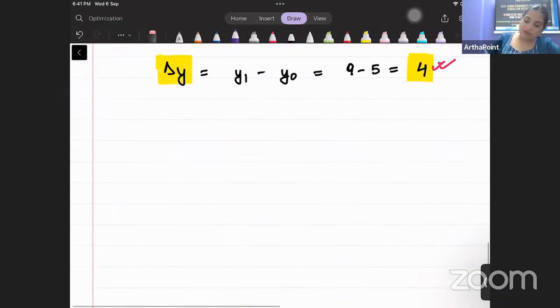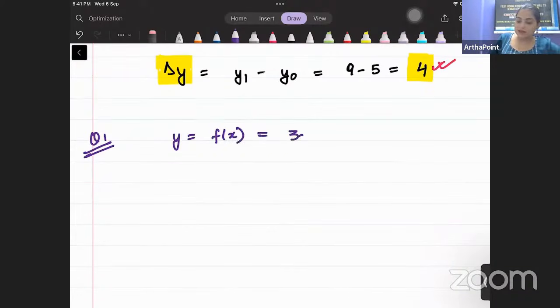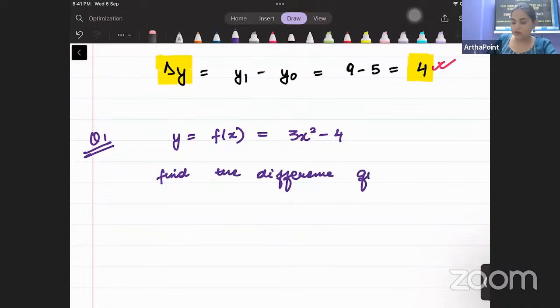Okay, let's take some questions. So question number 1. Beta, you are given y is a function of x and y is nothing but 3x square minus 4. And I'm asking you to find the difference quotient in terms of x. You have to find the difference quotient in terms of x.